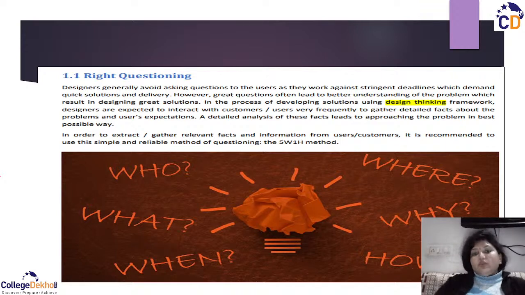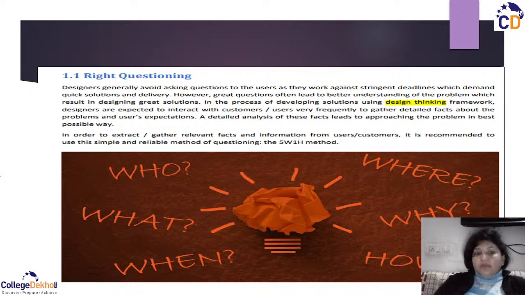The first is right questioning. Designers generally avoid asking questions to the users, as they work against stringent deadlines which demand quick solutions and delivery. So they are not asking anything. In the process of developing solutions using the design thinking framework, the designers are expected to interact with the customers, and they may have a template of questions. It is a recommended, simple and reliable method of questioning.